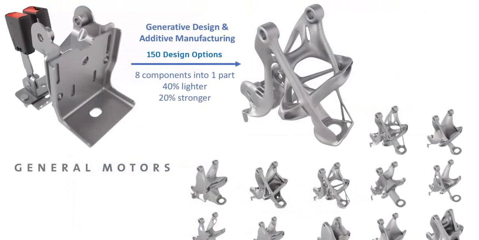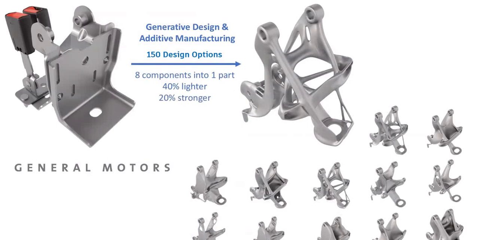So the first example that I'd like to show today, and many people might be familiar with this, is the General Motors generative story. So GM took that seat bracket assembly that you see on the top left, and they looked at, what does this seat bracket need to connect to? What does it need to avoid? And what are the loading conditions that someone might expect within the seat bracket? So they took that and they started to generate options that could consolidate that assembly from 8 components to 1.